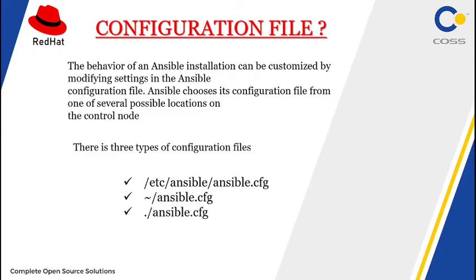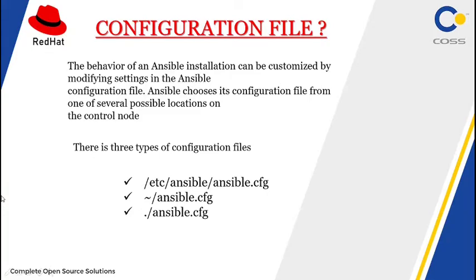That is nothing but the behavior, how it is going to work after implementing a playbook. All right, so how it's taking the managed hosts, or how the privilege kind of things it's holding, is decided by the configuration file. There are three types of configuration files. One is the global one, which is under /etc/ansible/ansible.cfg, and one in my home directory, and one in my present working directory. So the priority will be like this.